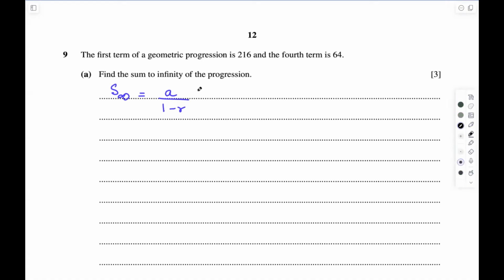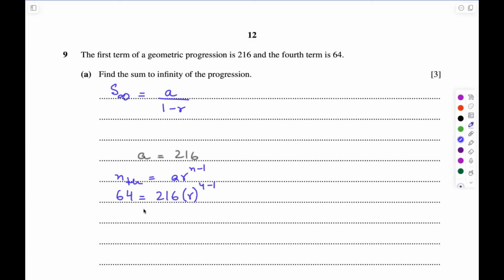Now, to find the value of a and r, in the question, the first term is 216. This means that a will be equal to 216, and the fourth term is 64. The nth term of a geometric progression is given by a r to the power n minus 1. As we already have the fourth term, which is 64, we can write this as 64 equals a, which is 216, into r to the power 4 minus 1.